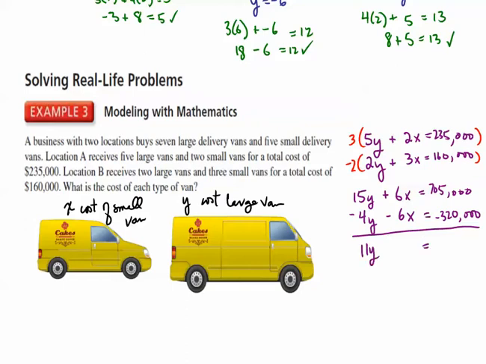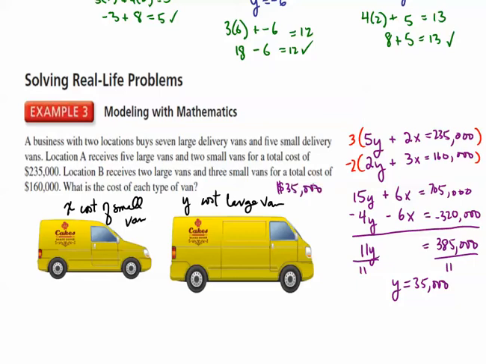Now I can add down and I get 11y. The x's are eliminated. When I divide both sides by 11 then, I end up with y is equal to $35,000, which is the cost of the large van.